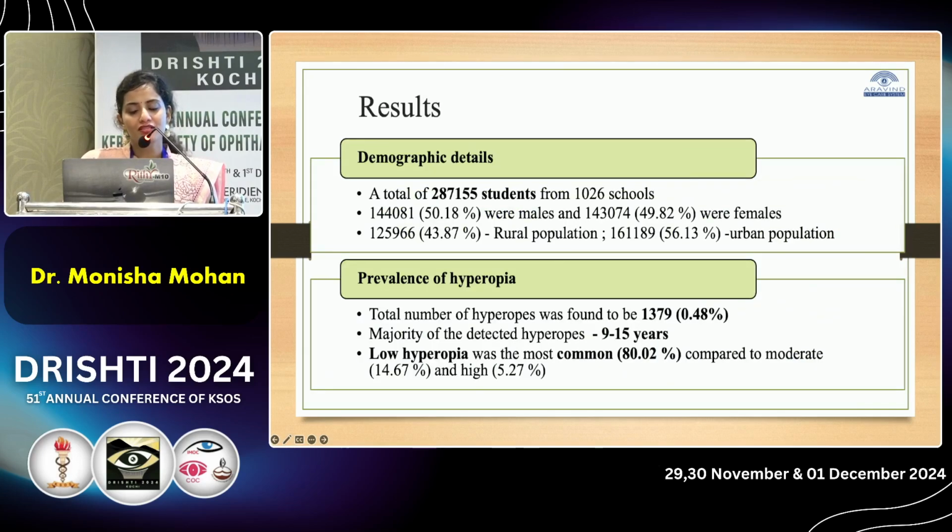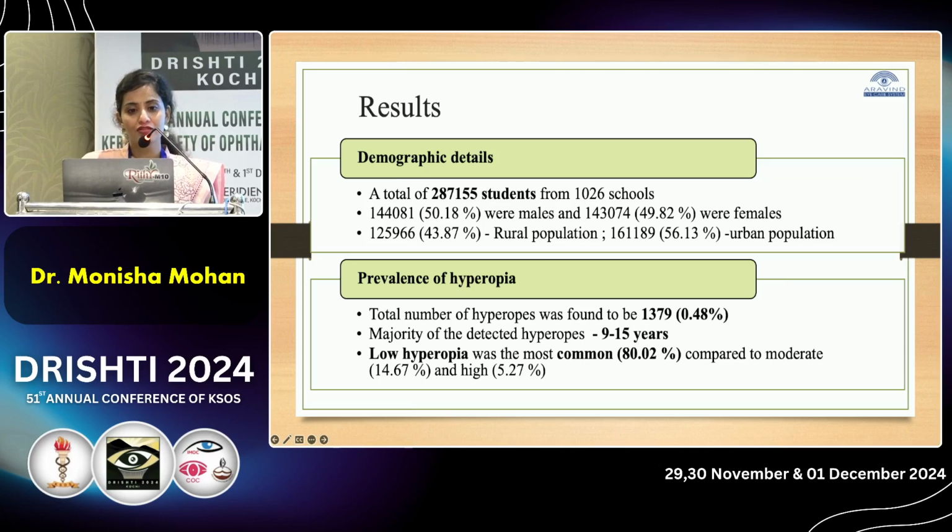So coming to the results, the demographic details: a total of 2,87,155 students from 126 schools were taken, and there was an almost equal proportion of males and females, 50-50%. 44% belonged to the rural population and 56% belonged to the urban population.